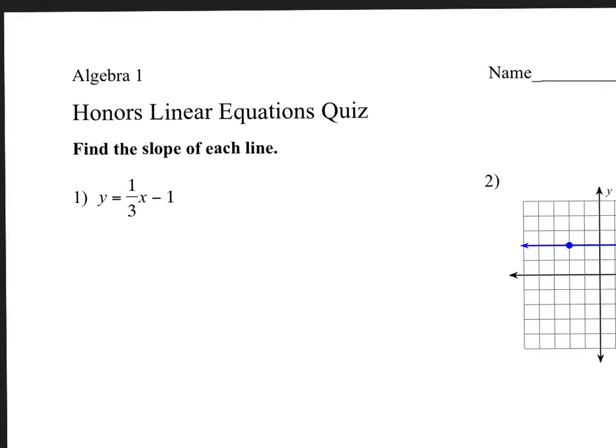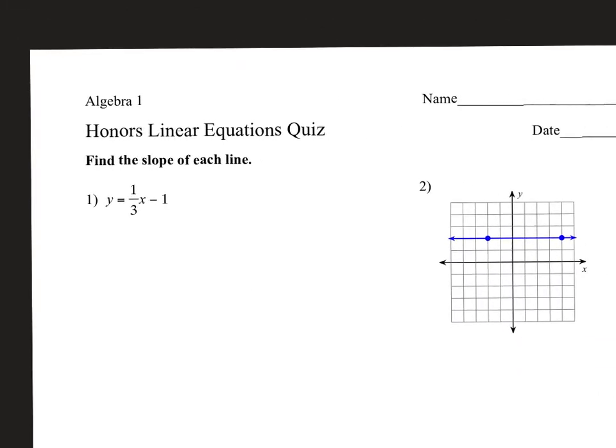So numbers 1 and 2, it's just asking for the slope of the line. This equation is in slope-intercept form, so y equals mx plus b. Recall that the slope is the number that is in front of the x. So that means the slope in this case is 1/3.